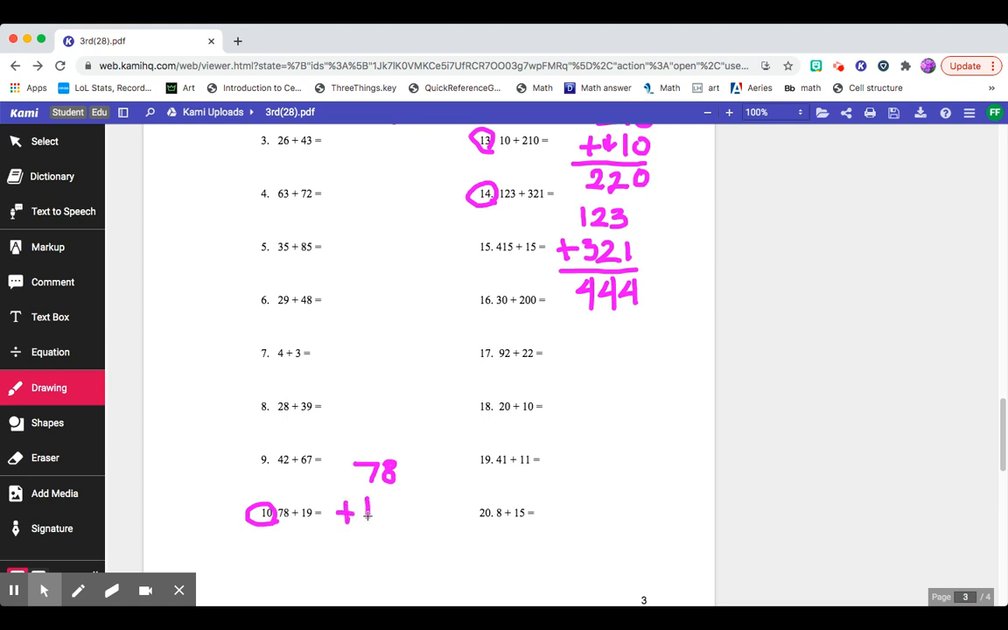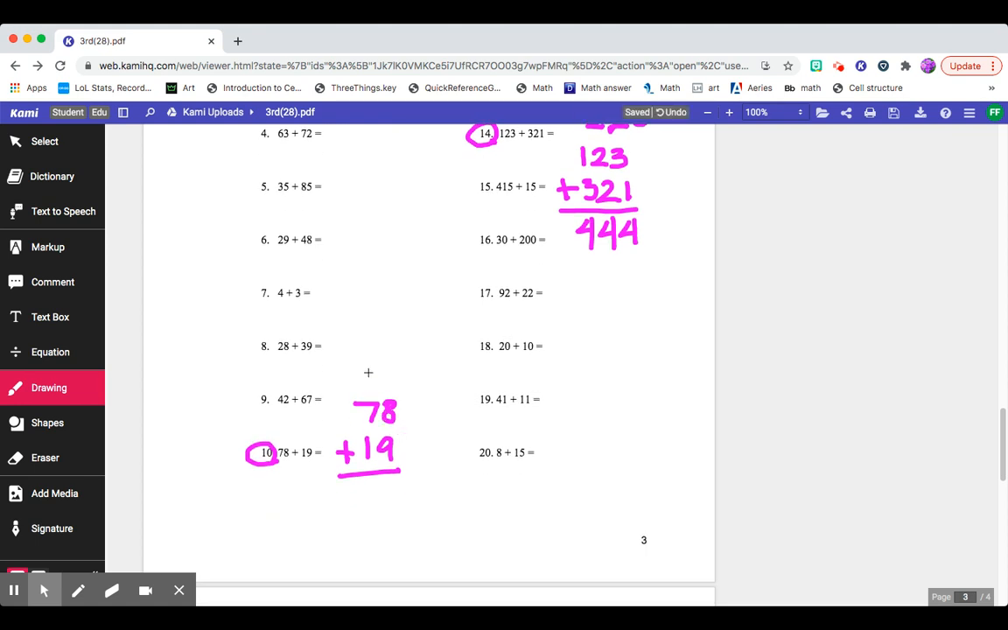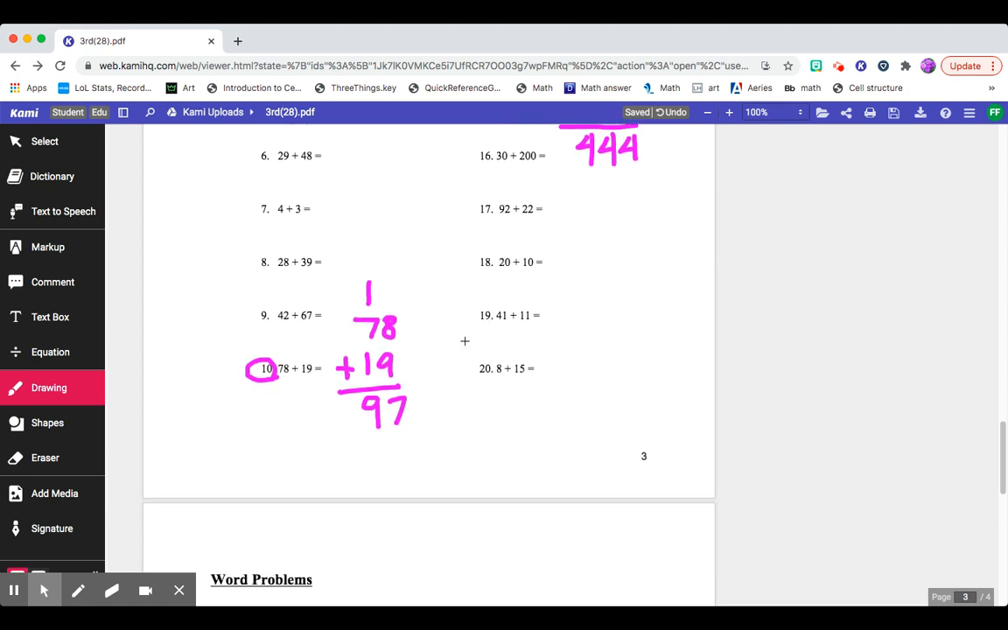78 plus 19 equals what? 8 plus 9 equals 17. And 7 plus 1 equals 8. But you have to add 1, so the answer is 97. Yeah, and 97 is the answer for number 10.